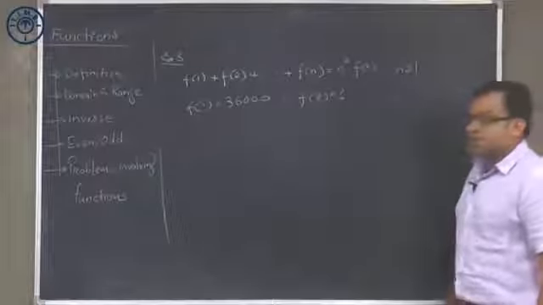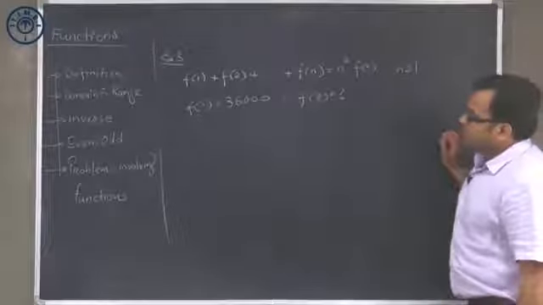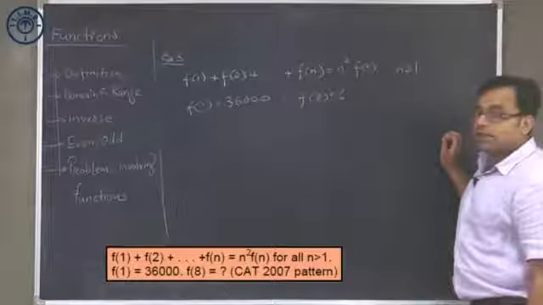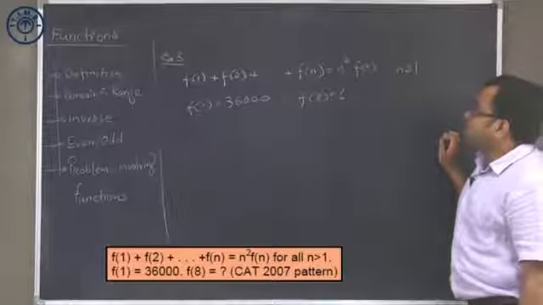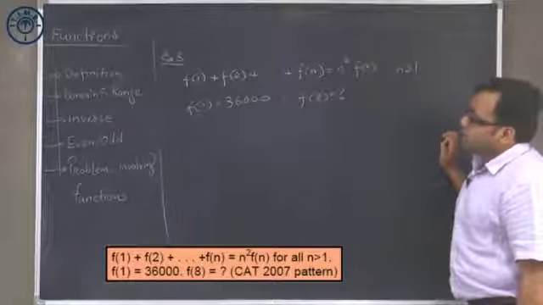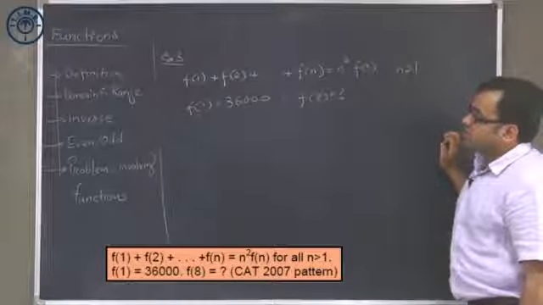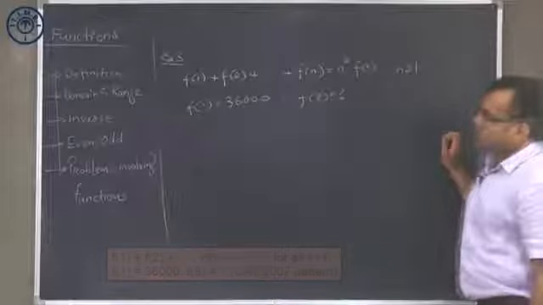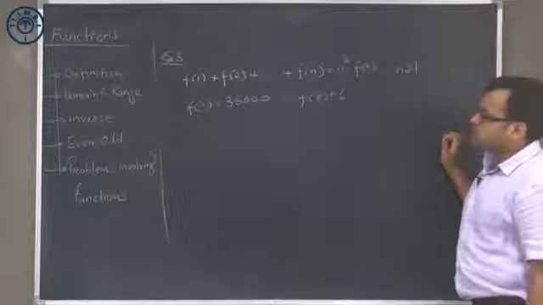It is based on a slightly different model. We are given that f(1) + f(2) + ... till f(n) is equal to n² f(n). If the value of f(1) is given as 36,000, we have to find the value of f(8). There can be two ways of going about this question.